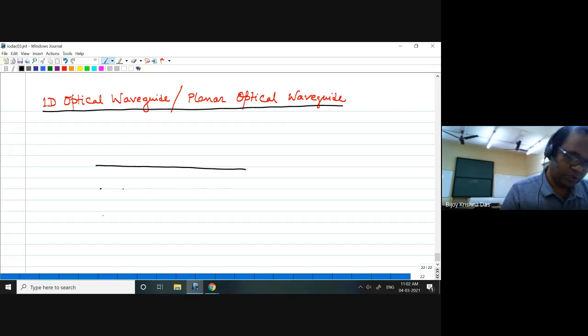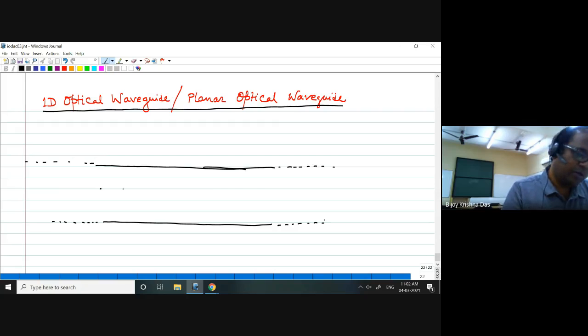So let us consider something like this. Okay, so these are the two interfaces, and we have this medium. This is actually extended something like this. Okay, and we can have refractive indices N1, N2, and N3. So three media, and we can just consider it something like this.